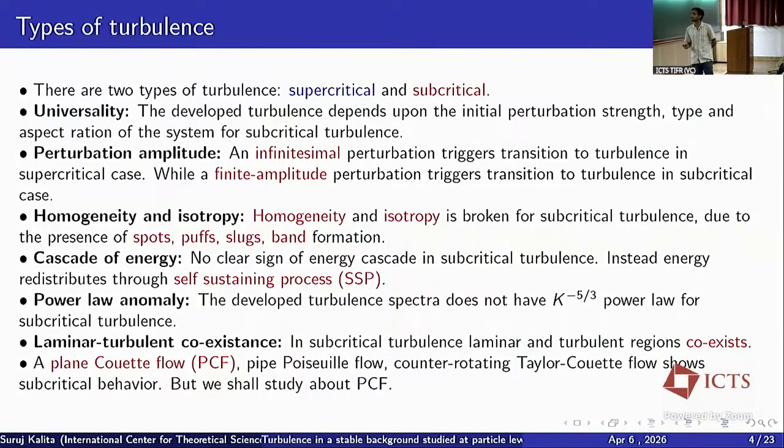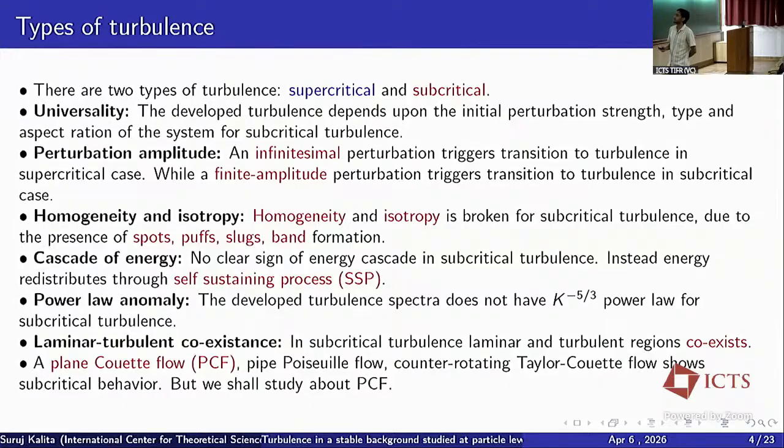When you talk about the Kolmogorov theory, this turbulence is independent of the strength or the type of the initial perturbation. Also, it is independent of the aspect ratio that is used to study the system. But for subcritical turbulence, the behavior varies and universality is no more there. In supercritical turbulence, an infinitesimal perturbation is able to make the transition to turbulence, but in subcritical turbulence, you need a finite amplitude perturbation.